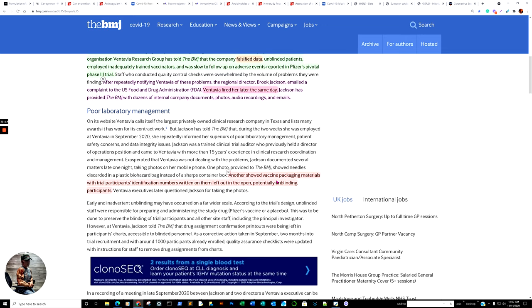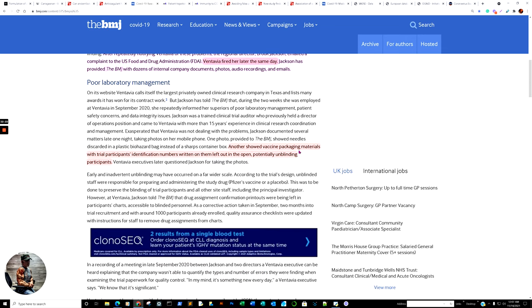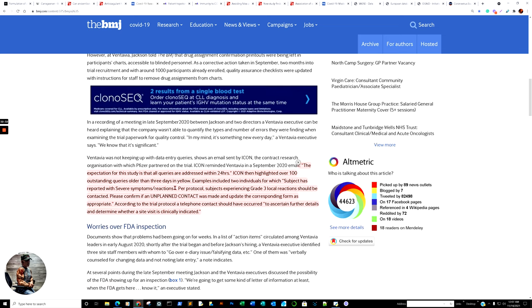But to proceed. Another showed vaccine packaging materials. This is the videos and so on. So with trial participants' identification numbers written on them, left out in the open, potentially unblinding patients. You can read through the whole thing there. The expectation for the study is that all queries are addressed within 24 hours.